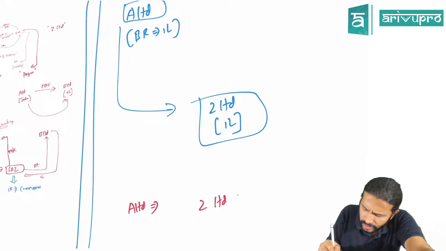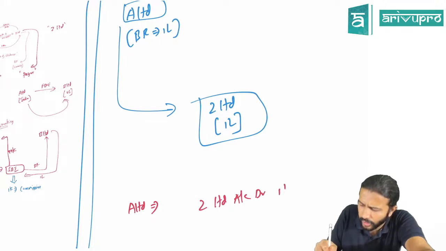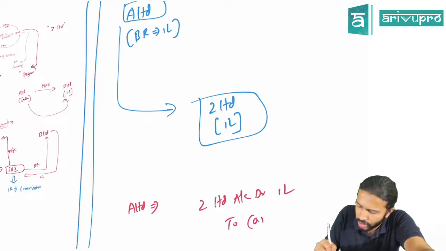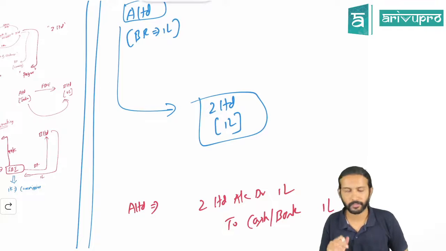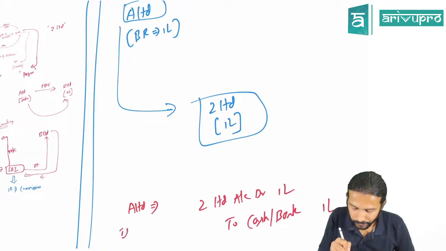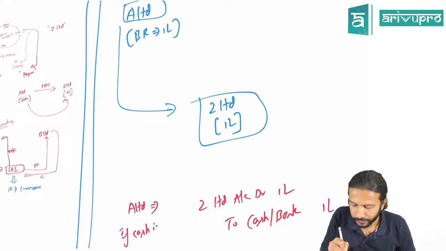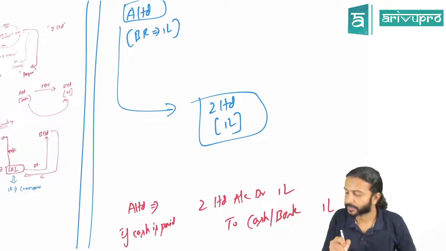Yes. So that means the journal entry will be Z Limited account debit 1 lakh to cash or bank, depending on how you are making that payment, 1 lakh rupees. Yes, this is the entry A Limited will pass, if cash is paid.